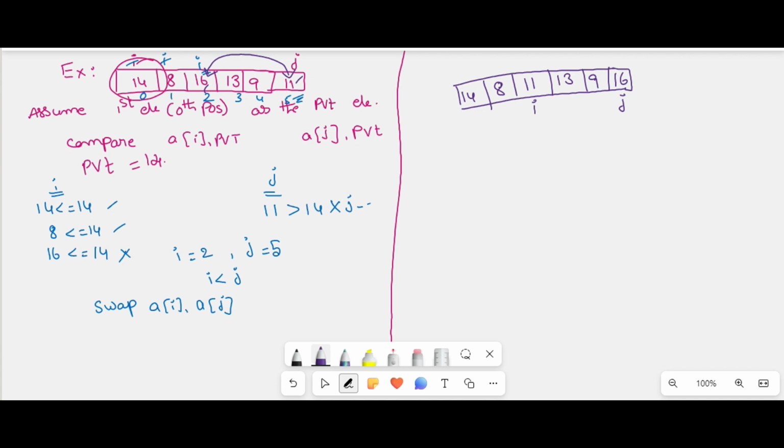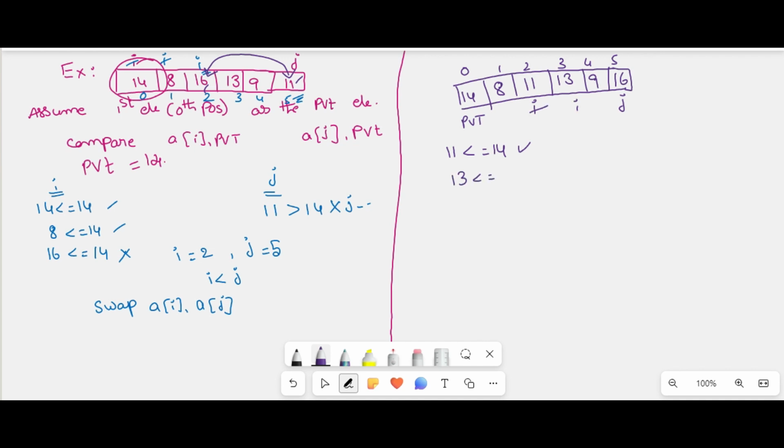Continuation iteration. So I is present here only, at the 0th position. So I am writing positions 0, 1, 2, 3, 4, 5. Now continue the process. This is your pivot element now. So if A of I, 11, is less than or equal to 14? Yes, it is satisfied. Increment I.